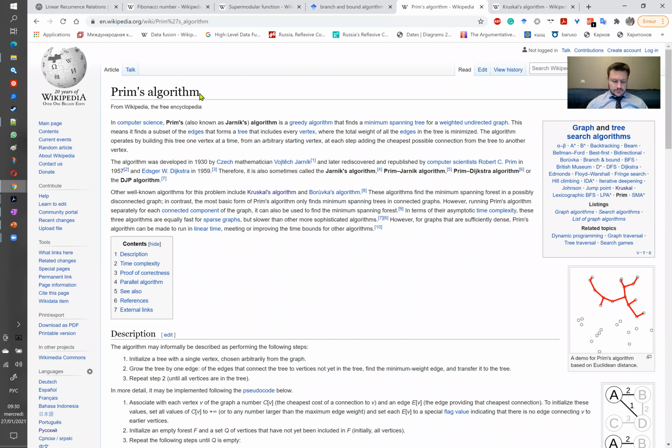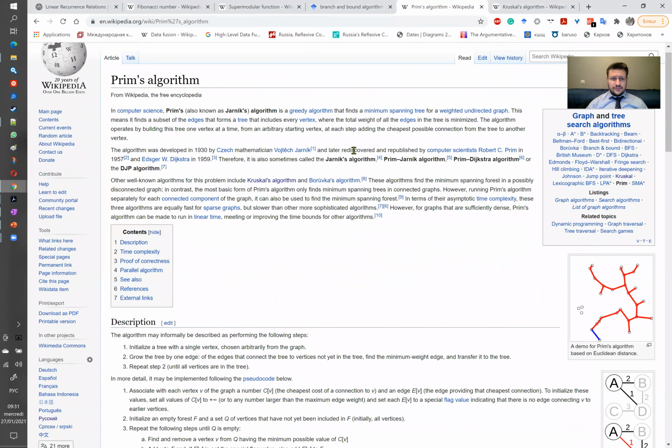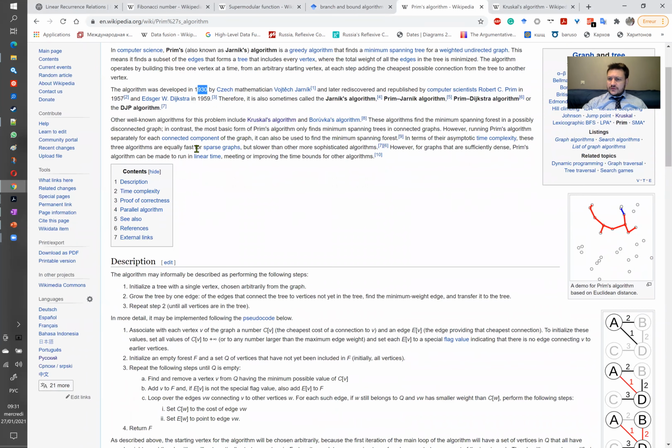In Wikipedia, we have a detailed description, and I like the animation here. So there is a description. It's a very old algorithm. It was developed in 1930, that's like 100 years ago, something. So it's a long, long time ago. What is the idea? You can look at the picture on the right side.